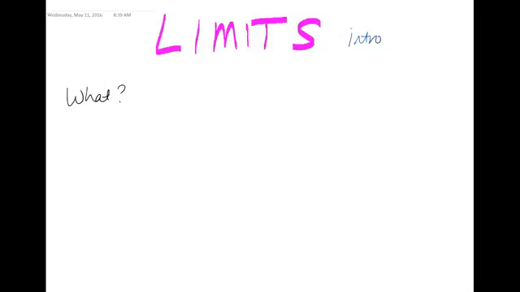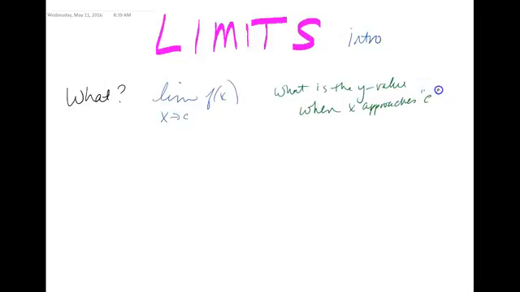So, first of all, what is a limit? Well, whenever you see this notation, I really want your brain just to think y value. This is fancy notation for asking, what is the y value when x approaches, in this case, I put a c down there, but that could be any number? So pretty much it's the same thing you've done since 8th grade: if you know your x, finding your y, and you're going to take the same approaches to doing this.